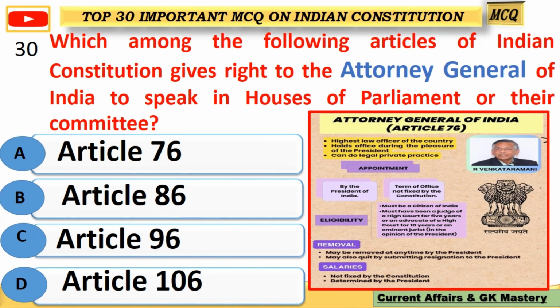Next, which among the following articles of Indian Constitution gives right to the Attorney General of India to speak in Houses of Parliament or their committee? A. Article 76. B. Article 86. C. Article 96. D. Article 106. The correct answer is A. Article 76.